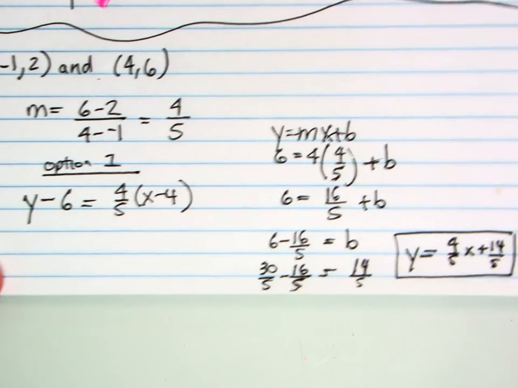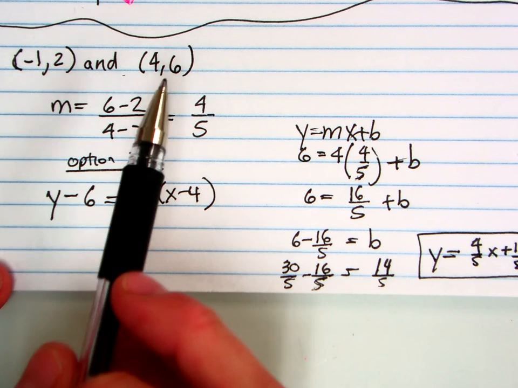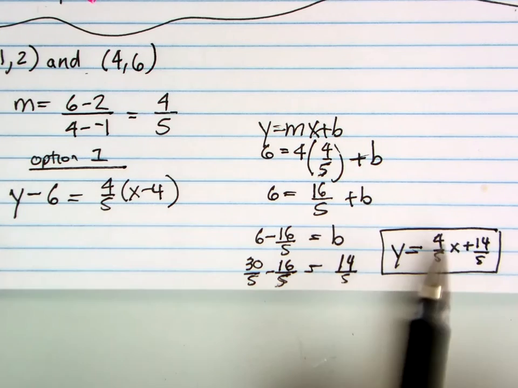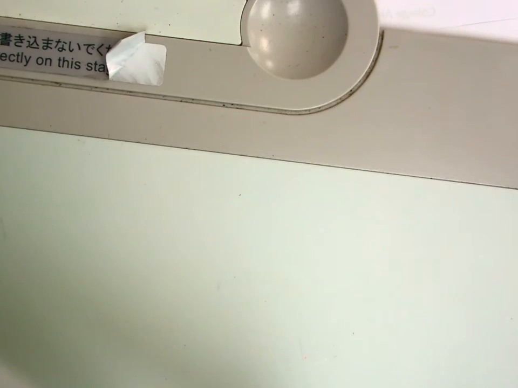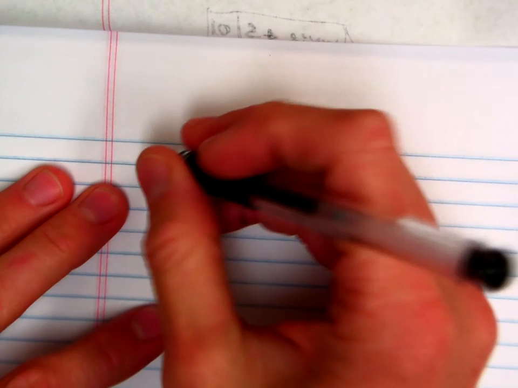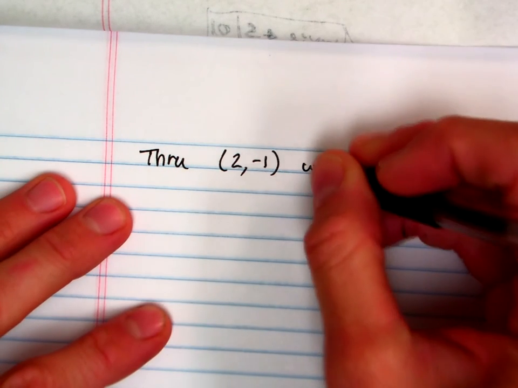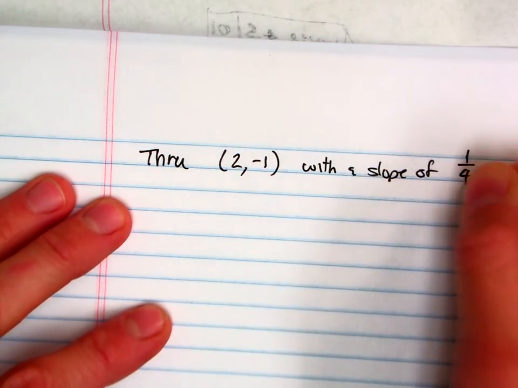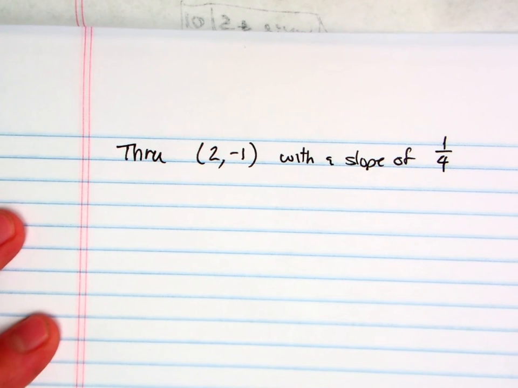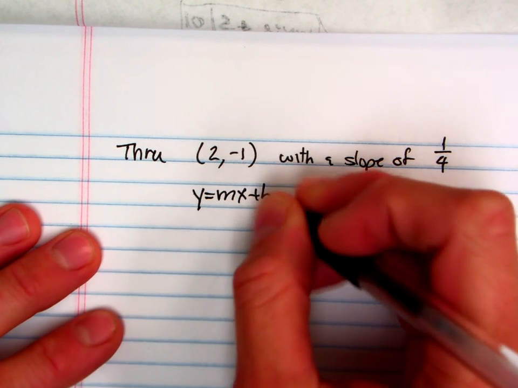So you need to find the slope if it's not given, and then use that slope at one of the points to find the y-intercept. If slope is given, for example, if I said find the equation of a line through 2, -1 with a slope of 1/4, that's a little less work for you, because you can now jump right into y equals mx plus b.